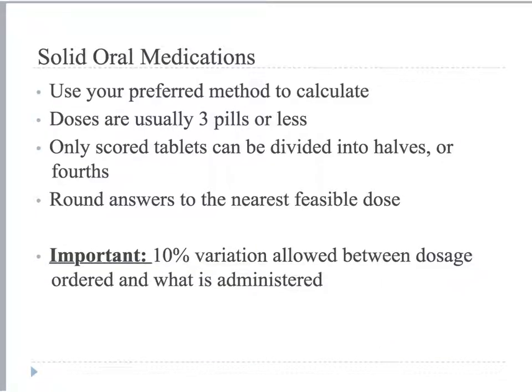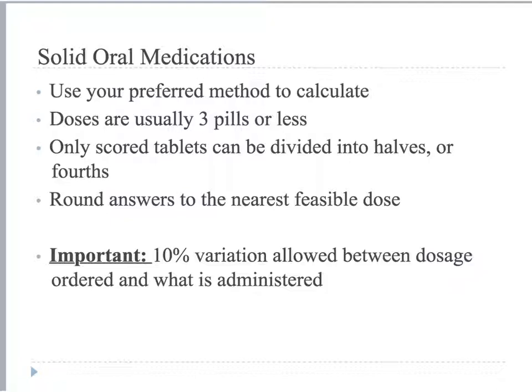For our solid oral medications, we're going to use our preferred method to calculate. Our doses are usually 3 pills or less, and only scored tablets can be divided into halves or fourths. So if the tablet is not scored, then we must give a whole tablet. So we want to round our answers to the nearest feasible dose.